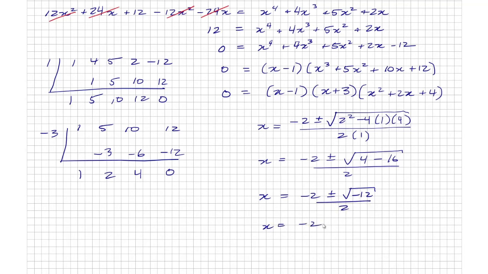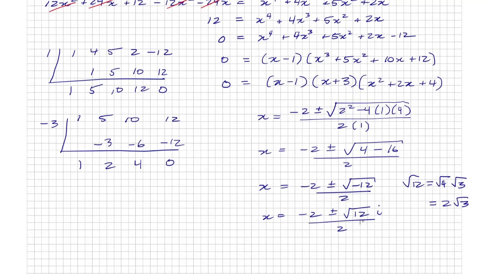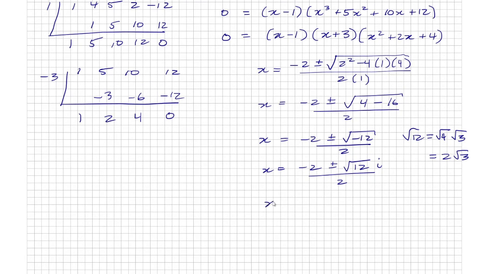This can be the same thing as square root 12i all over 2. I look at square root 12, and that's the same thing as saying square root 4 times the square root of 3. And I know that the square root of 4 is just 2, so that's 2 root 3. So I can simplify this radical over here by stating it as x equals negative 2 plus or minus 2 root 3i all over 2. And then x is equal to negative 1 plus or minus root 3i.